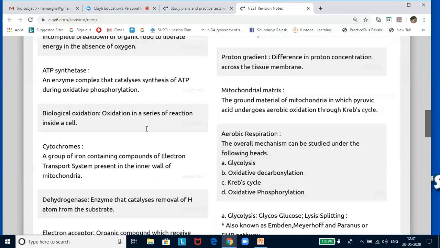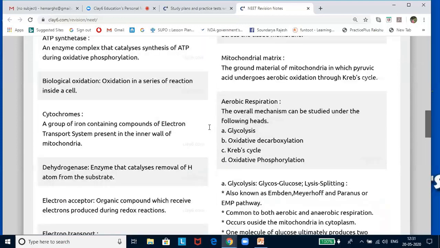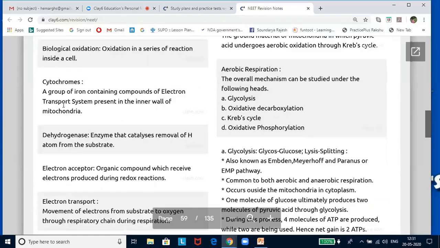ATP synthetase, an enzyme complex that catalyzes synthesis of ATP during oxidative phosphorylation. Biological oxidation is oxidation in a series of reactions inside a cell. Cytochromes, a group of iron containing compounds of electron transport system which are present in the inner wall of the mitochondria. So they might ask, what are cytochromes, or what is the compound they contain? Means it could be iron. So the choice would be iron. Or where is it found? So it is in the inner wall of the mitochondria.